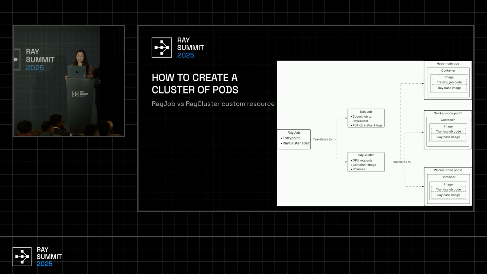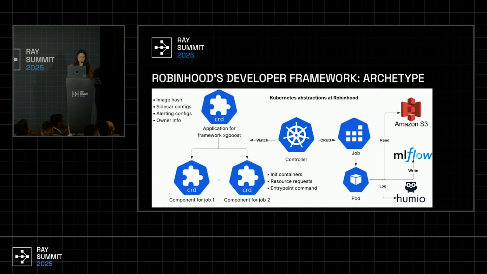So if you just have the Ray cluster, you will have to use other means to trigger a distributed job run on that Ray cluster, like maybe using the Ray CLI through your terminal, but this Kubernetes native job here submits that for you. But we ultimately decided to create the Kubernetes native job and the Ray cluster separately. And the reason for this decision has to do with our existing internal developer framework called Archetype.